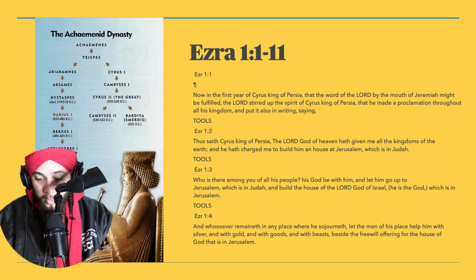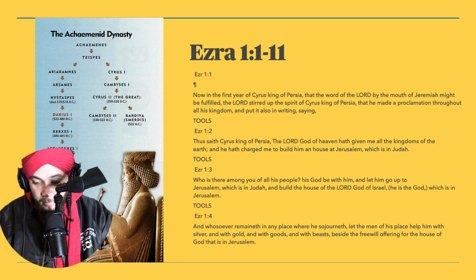So in Ezra 1:1, now in the first year of Cyrus the king of Persia, this is Cyrus the Great or Cyrus the Second, that the word of the Lord by the mouth of Jeremiah might be fulfilled, the Lord stirred up the spirit of Cyrus the king of Persia, that he made a proclamation throughout all his kingdom, and put it also in writing, saying, Thus saith Cyrus king of Persia, the Lord God of heaven hath given me all the kingdoms of the earth, and he hath charged me to build him an house at Jerusalem, which is in Judah.